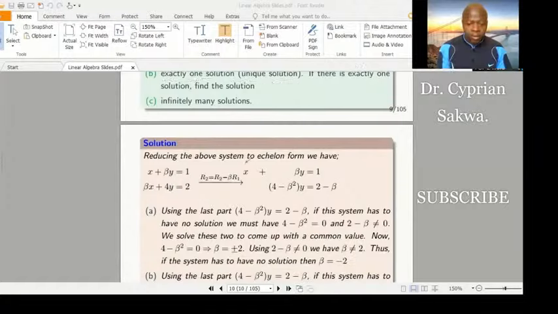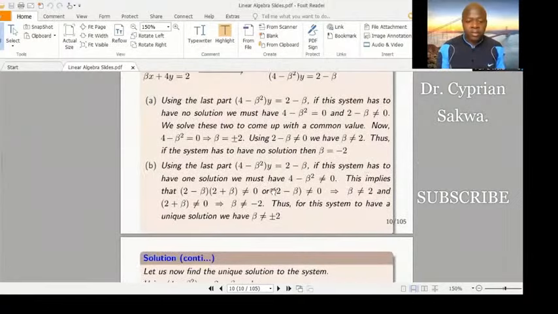So we go back to the echelon form of our original system and look at the last row. If this system was to have one solution, then this part should not be equal to zero, and this part also should not be equal to zero. If that happens, then this system would have one solution. That's what I said, that using this last part, if this system has to have one solution, then the left side should not be equal to zero.